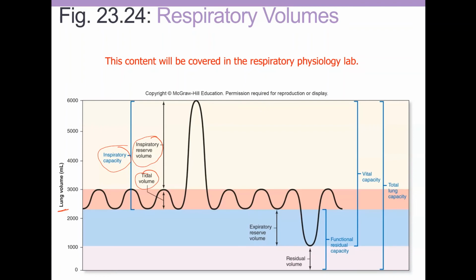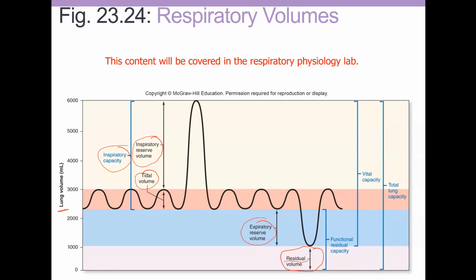You've got kind of the same thing over here on the expiratory side of things. So you've got your tidal volume going up and down. And then you have an expiratory reserve volume. So that's pushing extra air out. And I guess we don't call that the expiratory capacity. Anyway, when you push that extra air out, there's going to be a little extra. I call this the leftover volume. It's called the residual volume.